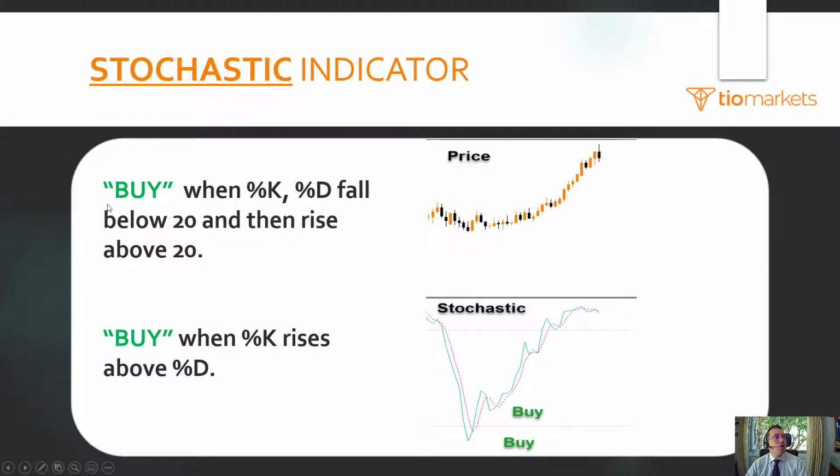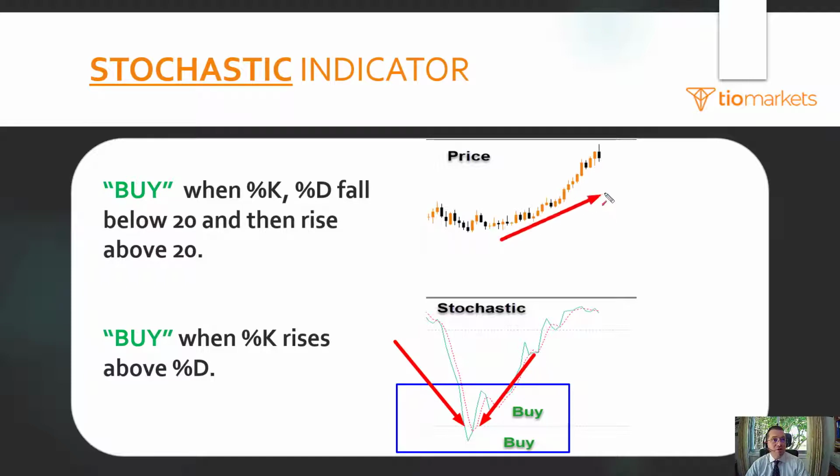Buys. So a buy is when percentage K, percentage D fall below 20 and then rise above 20. So again, let's repeat it. We're going to focus on this area for the buys. You're going to get an alert, and then you're going to get your buy signal. And then you can see the reaction on price here.